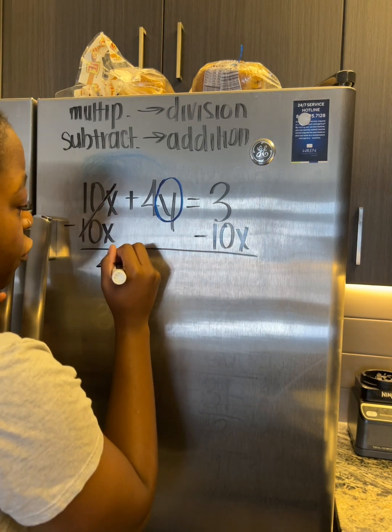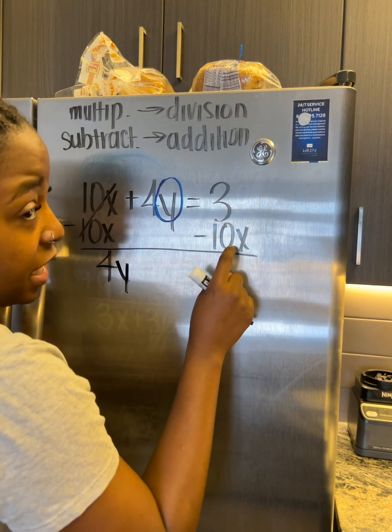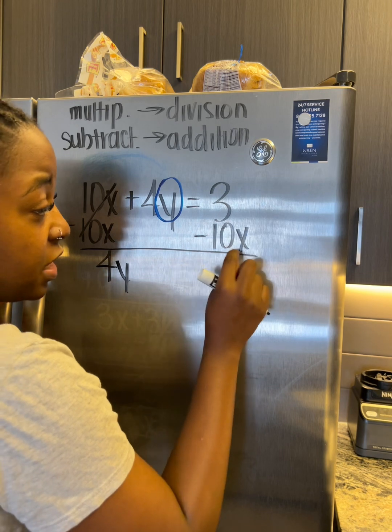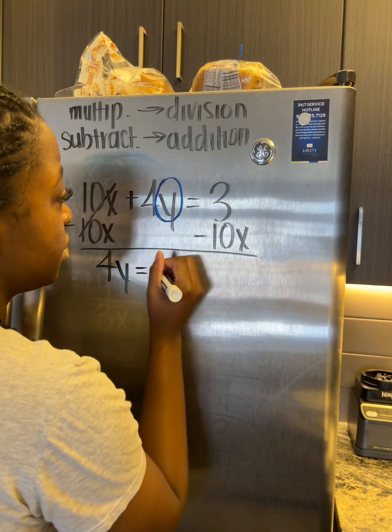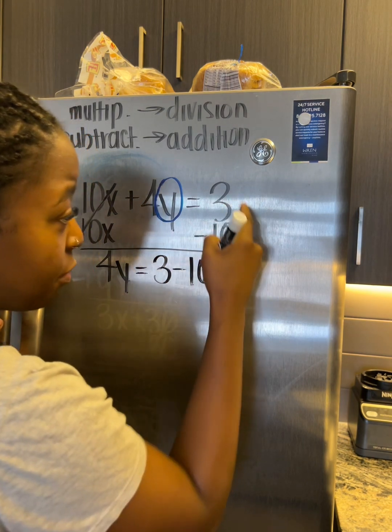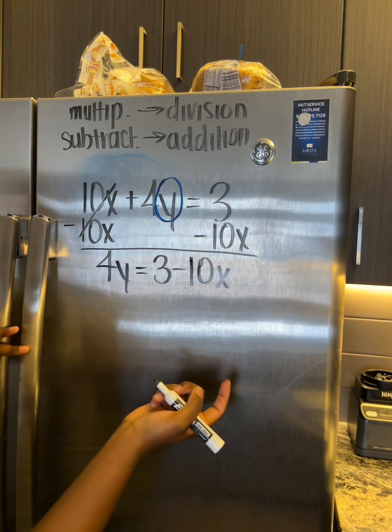I bring down 4y. There is nothing for me to combine with 10x over here because this is a whole number 3. This is negative 10x. They don't have the same variable, so I can't combine them. So I just end up with 3 minus 10x, which is what I'm doing, but I don't have anything for x, so I'm just going to leave it as 3 minus 10x.